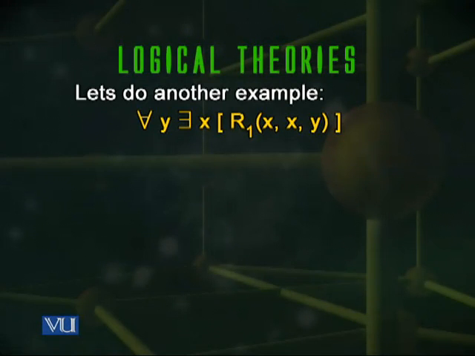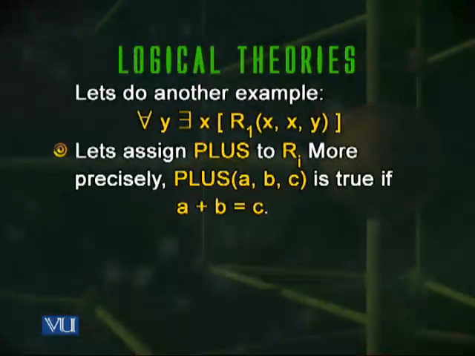Here we have a sentence which says: for all y there exists x, R1 of x, x, y. That is our sentence. It has only one relation symbol. This sentence is going to be true or false depending on what model we are talking about. So what we want to do is look at in what models this sentence is true and in what models this sentence is false.